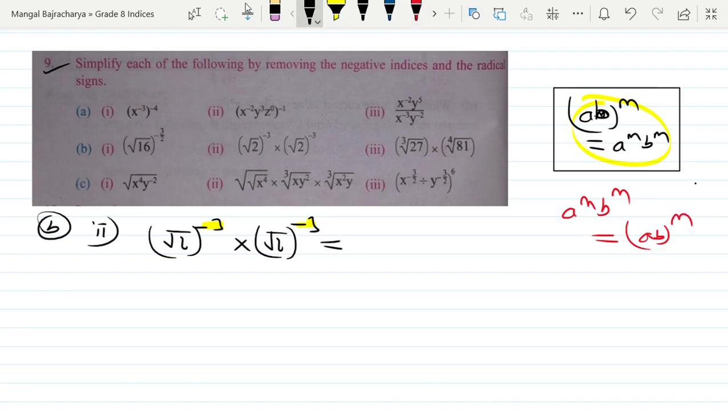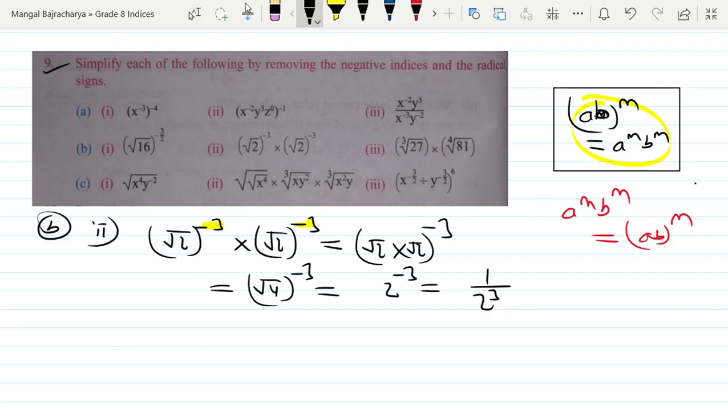So what you can do here is, minus 3, both powers are the same, so let's keep the bases together by multiplying and keeping the same power. Root 2 into root 2 you get root 4, and whole power minus 3, and square root 4 is 2, power minus 3, so a negative power came there. Now we remove it, so 1 by 2 cube, right, and 1 by 8 you get. This is number second. Now we go with number 3.